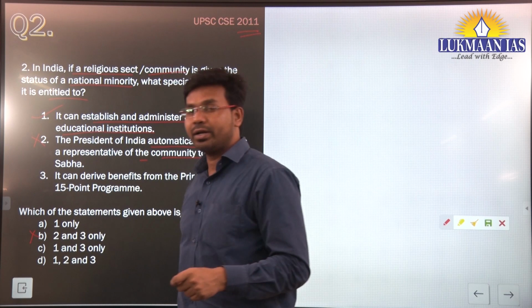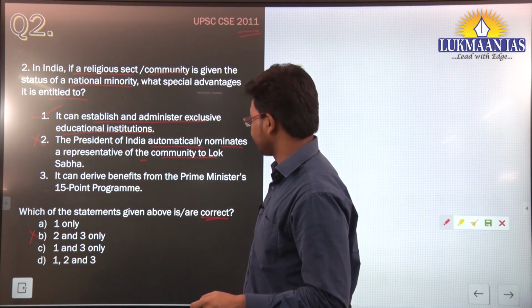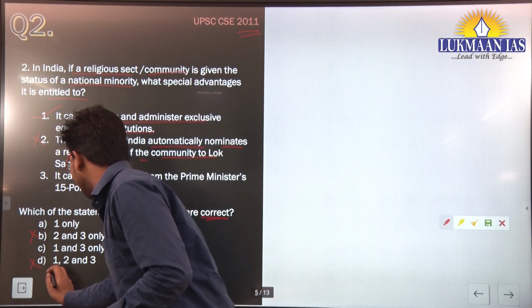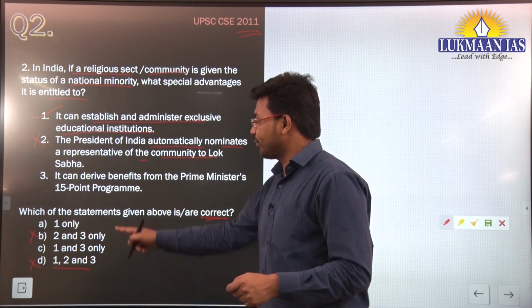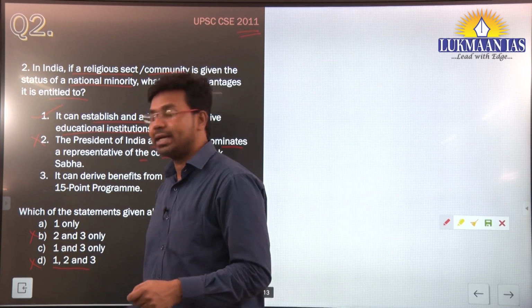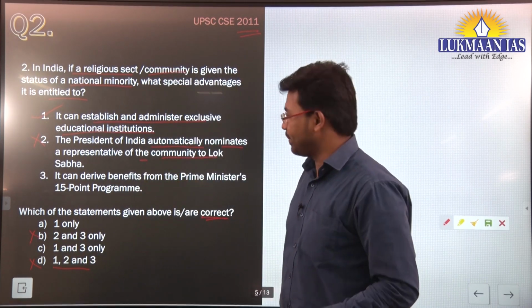So if statement 2 is incorrect, we can eliminate some options. We can eliminate option D, which has 2. Now we are left with option A and option C. Option A has 1 only, option C has 1 and 3 only. Let us read the third statement also.